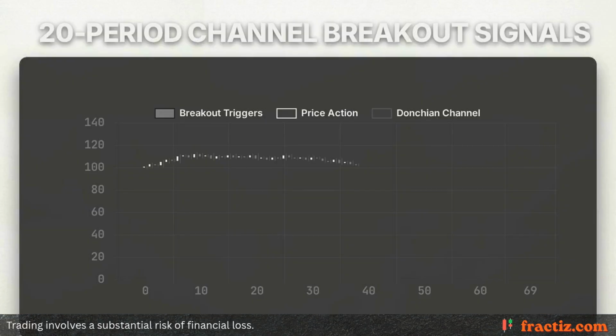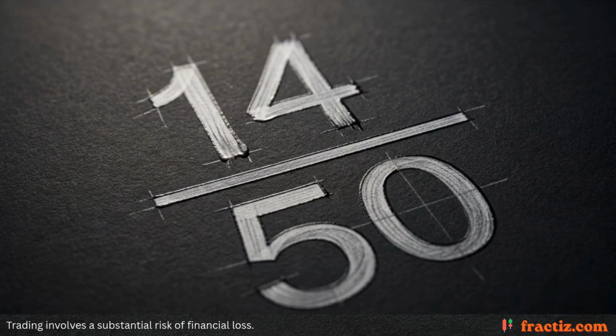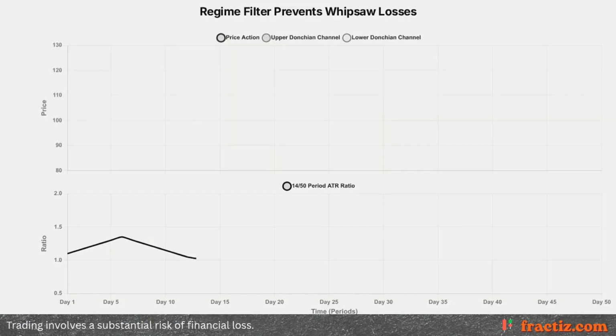This chart displays the primary entry mechanism, a standard 20-period Donchian channel. The muted gray arrows mark every instance where price closes past the previous 20 bars. To filter these triggers, we calculate a regime classifier by dividing a recent average true range, or ATR, by a longer baseline ATR. The exact parameters for this ratio divide a fast 14-period ATR window by a slower 50-period baseline window. The subchart below tracks this ATR ratio.